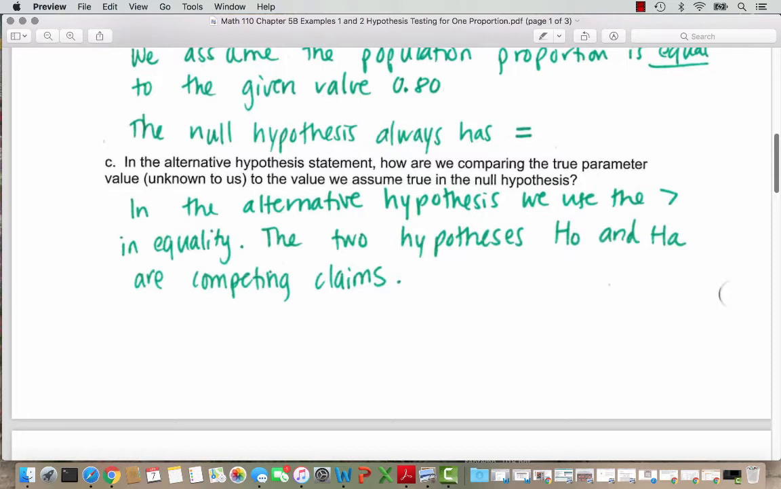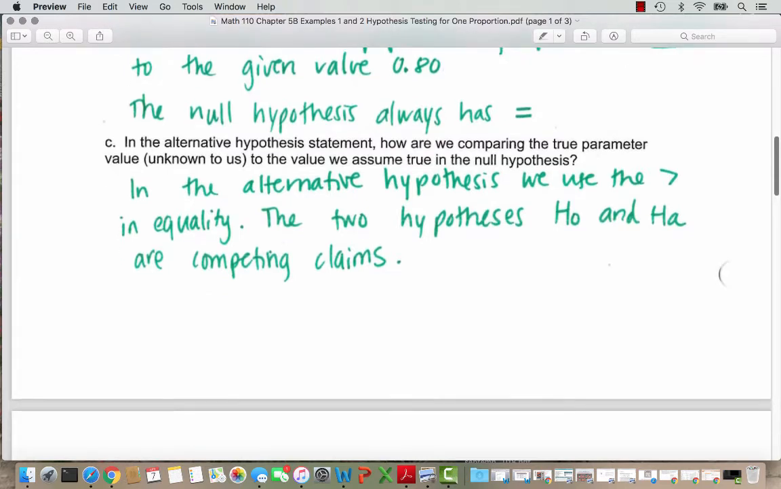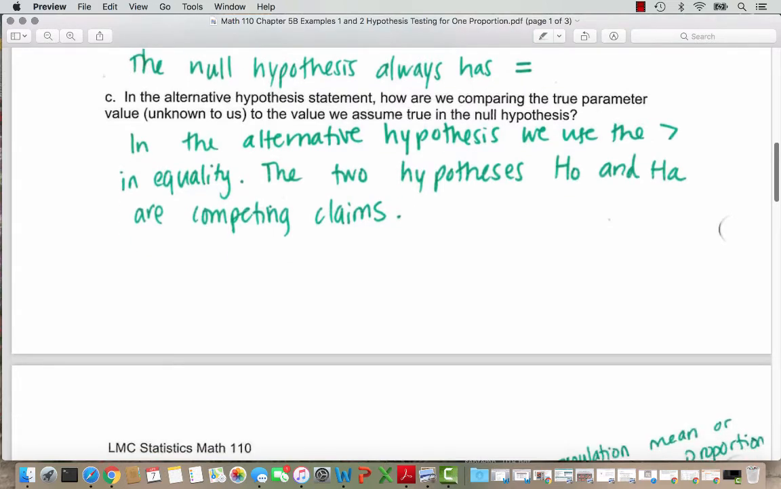The two hypotheses here, the null hypothesis, H sub 0, and the alternative hypothesis, H sub A, are competing claims. And again, we use this shorthand H sub 0 and H sub A just to save us having to write out the words null hypothesis and alternative hypothesis. You're welcome to write the words out if you prefer instead. I think you'll find that you like the shorthand. I definitely find the shorthand much faster when I'm doing my write-ups.